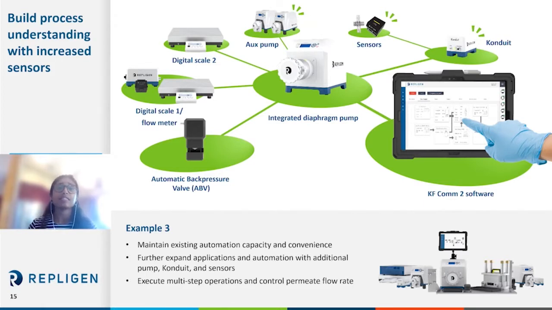If we wanted to take this even a step further and add additional steps and sensor capabilities, this can also be easily done. You can add an additional auxiliary pump or conduit, which measures UV and conductivity to control and monitor your process. You can run all of these multi-step processes, have all these added components, and still walk away from the system. That's called true automation.